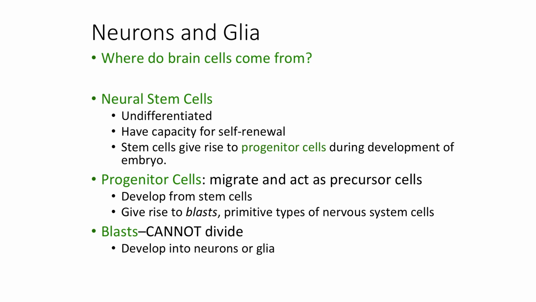Stem cells can also give rise to progenitor cells. Progenitor cells will then migrate and act as precursor cells and give rise to non-dividing primitive nervous cells, which are called blasts. Blasts are cells that cannot divide. Some of these neuroblasts differentiate into neurons, and others will differentiate into glial cells. Neurons and glial cells are the two basic brain cells that make up the entire adult brain.